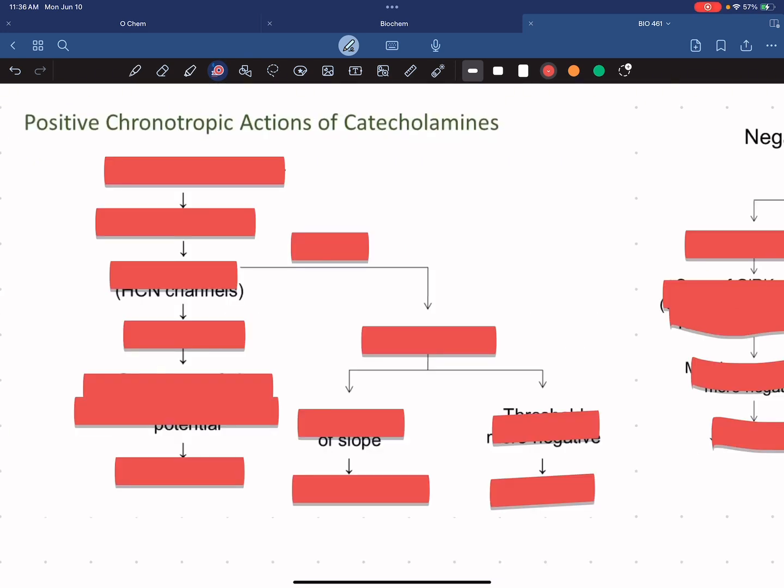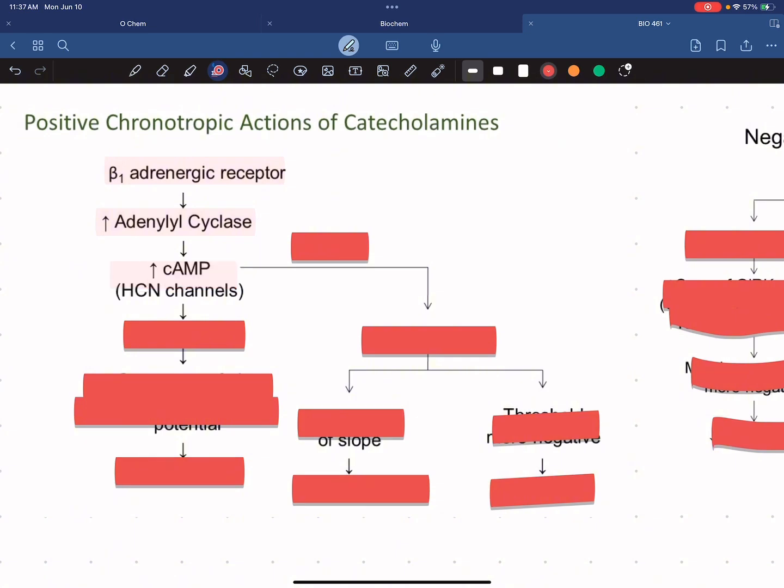Okay, continuing on for this question, we're going to talk about chronotropic actions in this mechanism. First, we're going to start with the flowchart for the positive chronotropic actions of the catecholamines. To start off, we have the stimulation of the adrenergic beta-1 receptor, which will lead to an increase in adenylyl cyclase, which will cause an increase in cAMP, which also acts on our HCN channels. If we go over here to the right, this increase in cAMP will also cause an increase in PKA, which will lead to an increase in calcium influx.